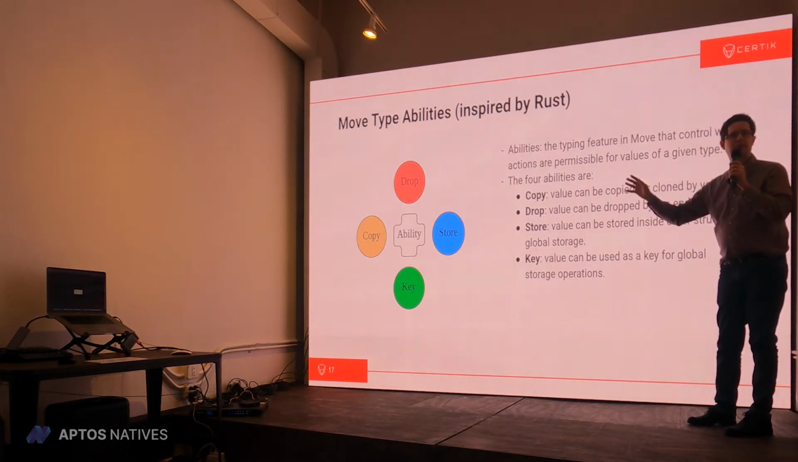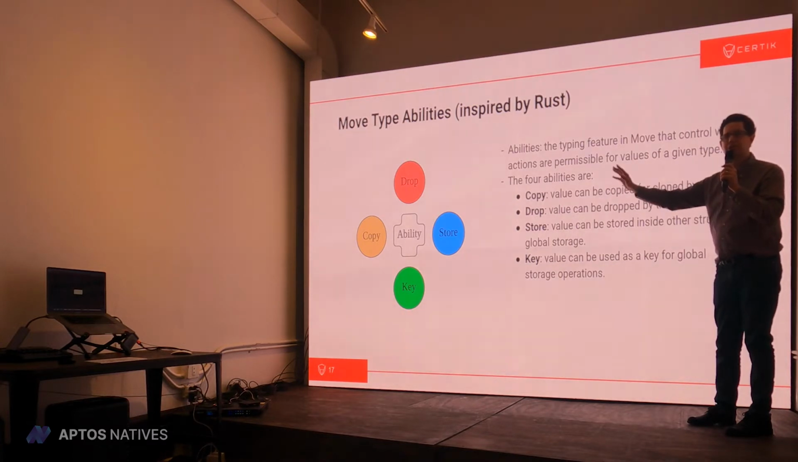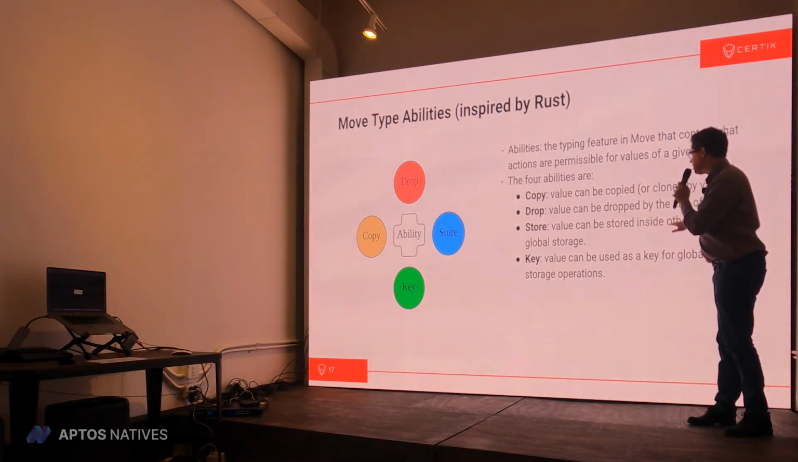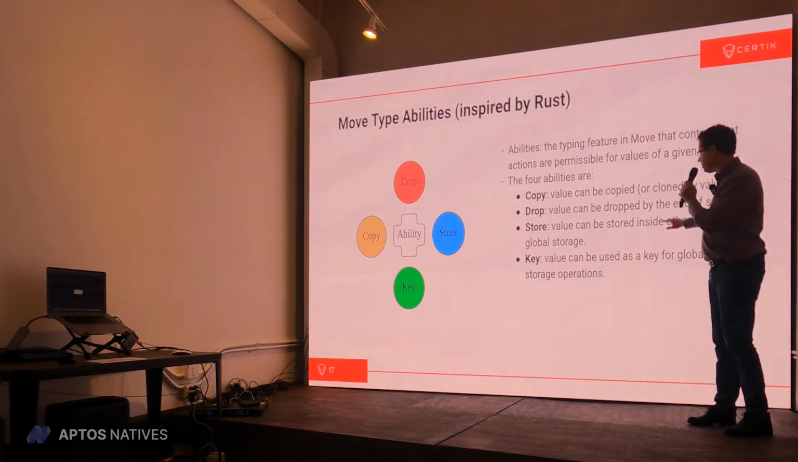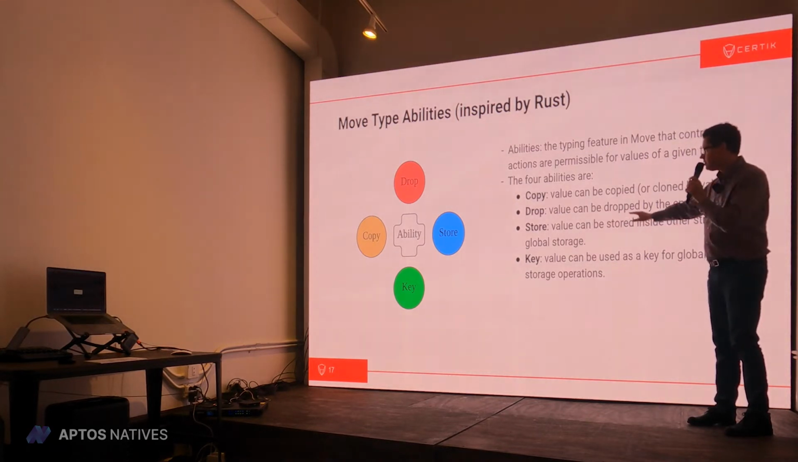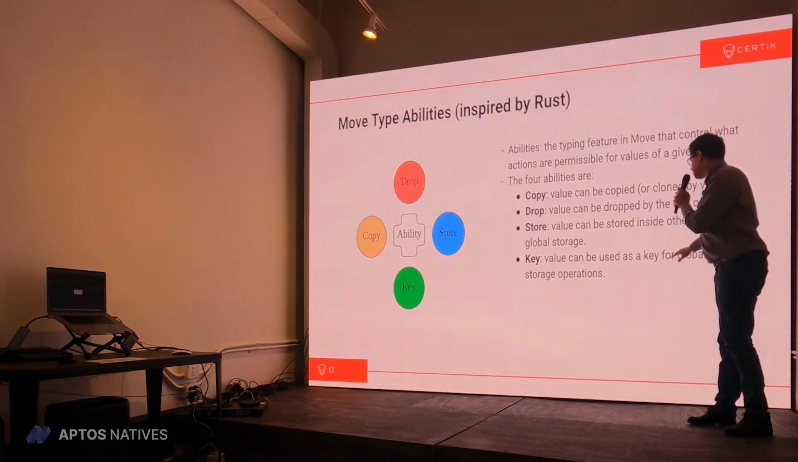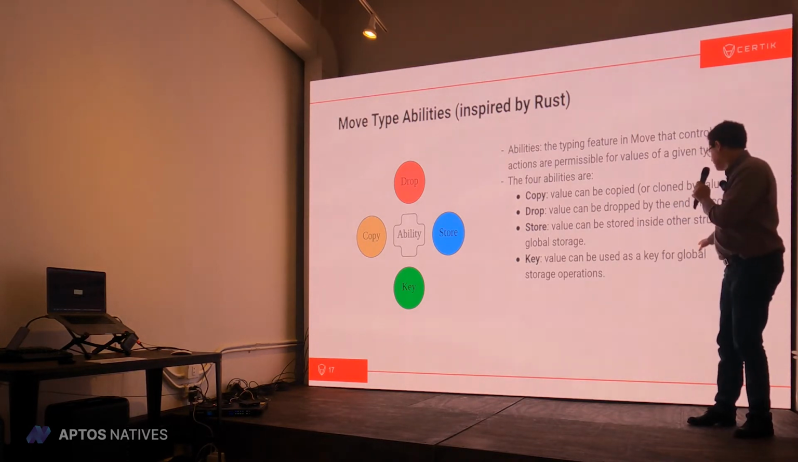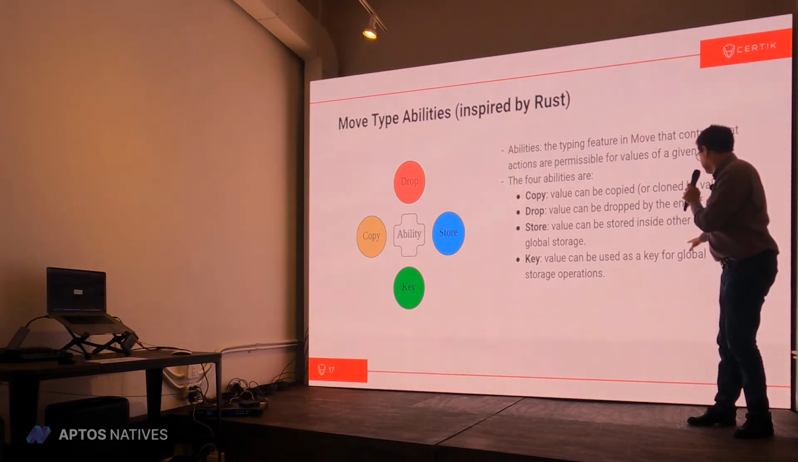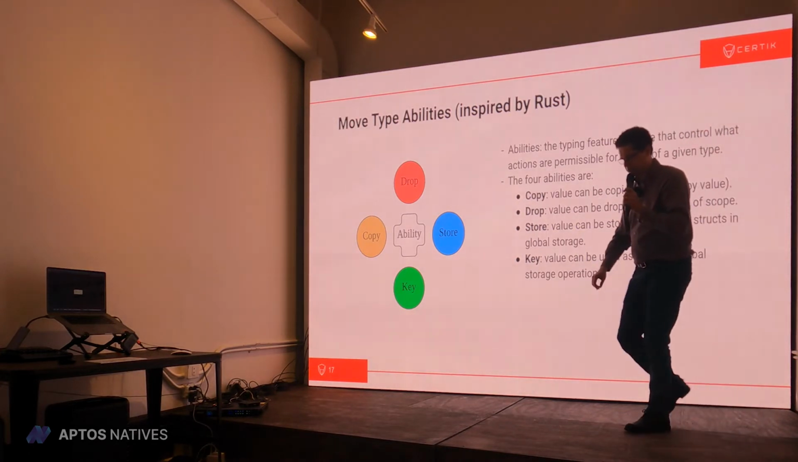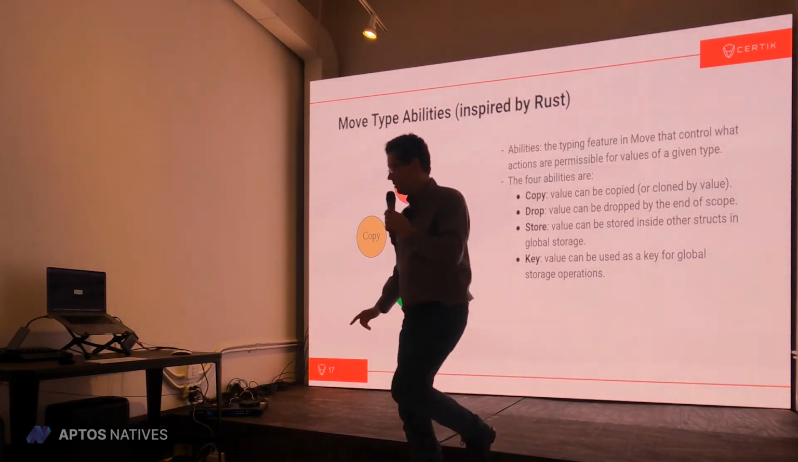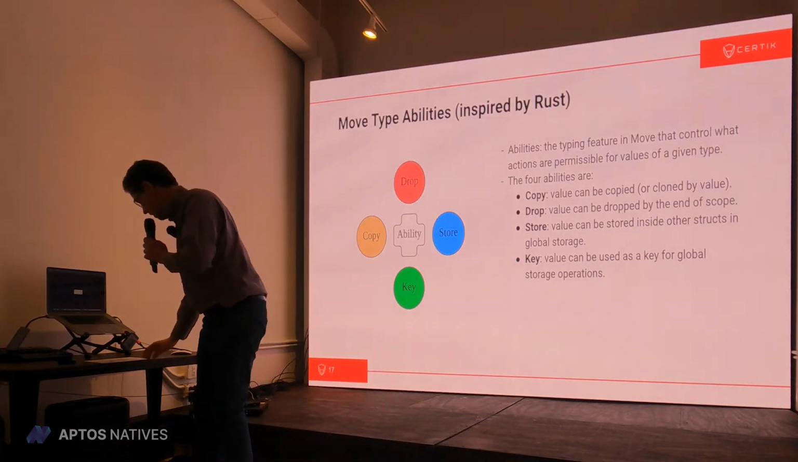So again, if it was an integer, it's fine if you've got a scope and your variable ends. Store says this value of this type can be stored inside other structs in global storage. So this basically is saying you can put this thing in global storage. And key says you can use this type as a key for global storage operations. So that's actually a bit of a typo. It should be type.